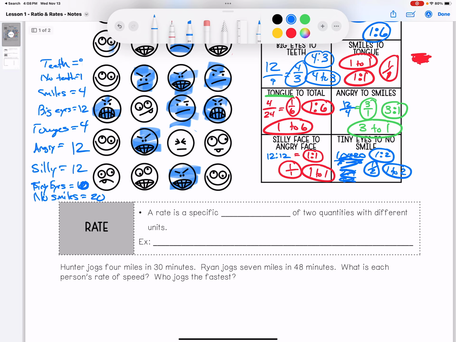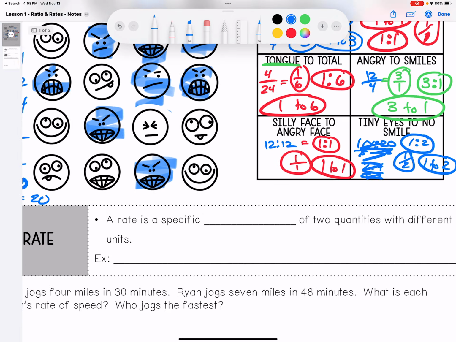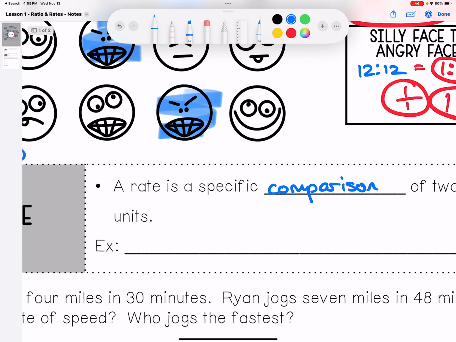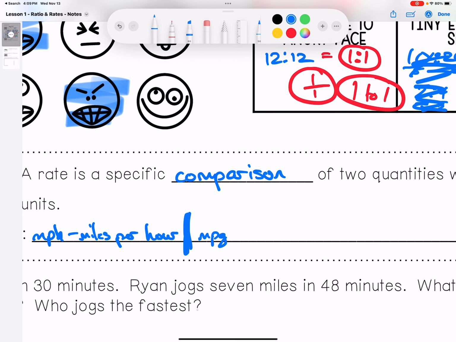All right, moving on. Rate. A rate is a specific comparison of 2 quantities with different units. So they're not alike. So something that's very common that we use is this thing called MPH, right? And that's called miles per hour. That's a very common one. Another one that we use quite often is MPG, which will mean a lot to you when you get 16. And that is miles per gallon.